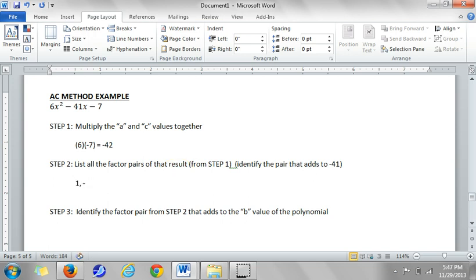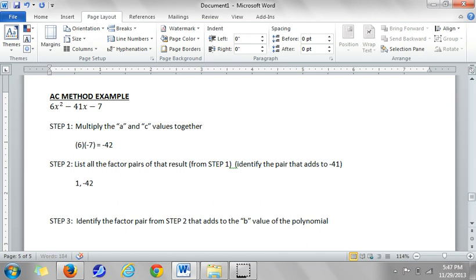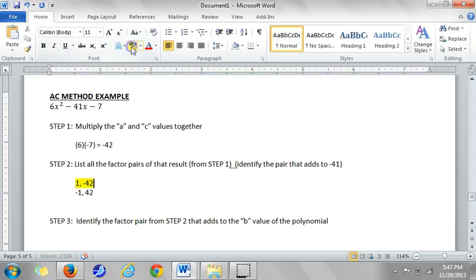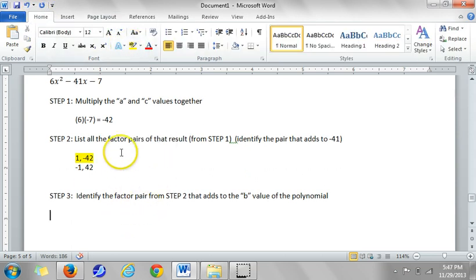1 and negative 42. And then again, we want to include all sign possibilities, so we could also switch that around and have the 1 be negative and the 42 be positive. One of those is going to help me add to negative 41. If I want my sum to be negative, that means the bigger number has to be negative. So this pair is going to be my winner here. So for step 3, when I identify the factor pair from step 2 that adds to the b value, 1 and negative 42 are the numbers that I'm going to use. Those add to negative 41.